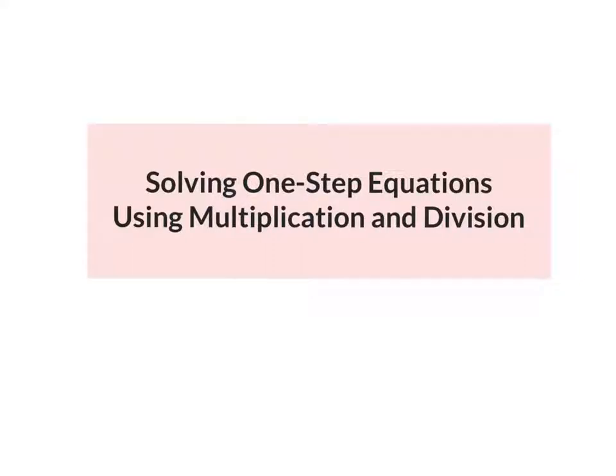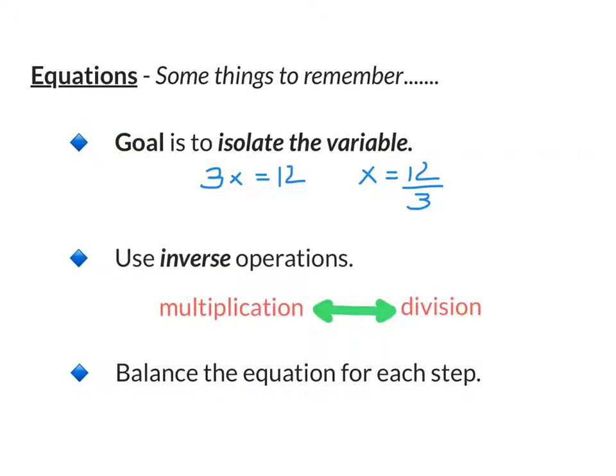In this video, we're going to solve one-step equations using multiplication and division. Some things about equations that we're going to keep in mind as we solve these equations is that our goal is to isolate the variable so that our variable is alone on one side of the equation. We're also going to use inverse operations, and in this case we're going to use multiplication and division. Multiplication and division are inverse operations. And the third thing is we're going to balance the equation for each step.